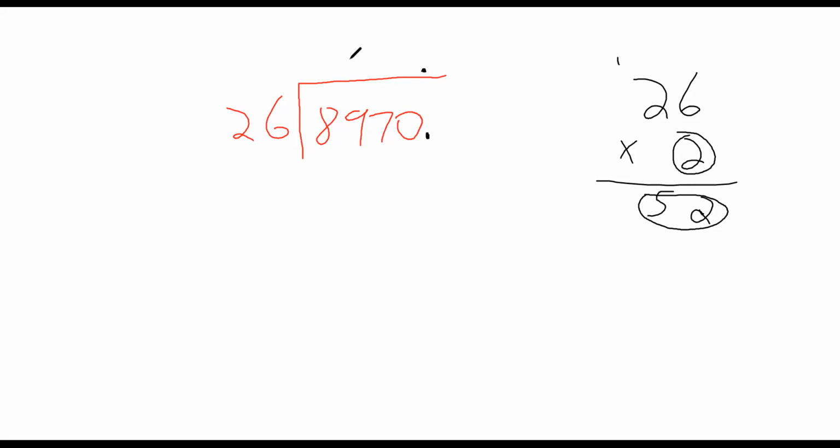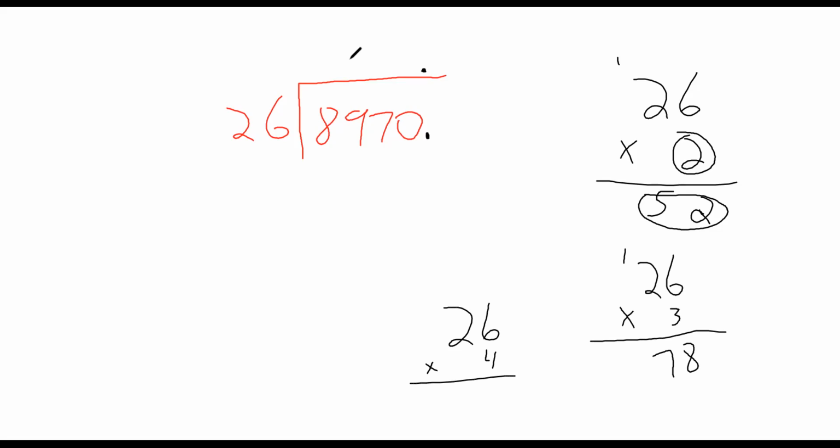I bet I can do, what's that? It'll be 3, yeah. I bet I can go up one more. If I do 26 times 3, 18, carry the 1, 3 times 2 is 6, plus 1 is 7. 78 is going to do it. Because if I went 26 times 4, that's going to go over 100. That's going to end up being 104. So 26 times 3 is going to do it. So that 3 is what goes here.